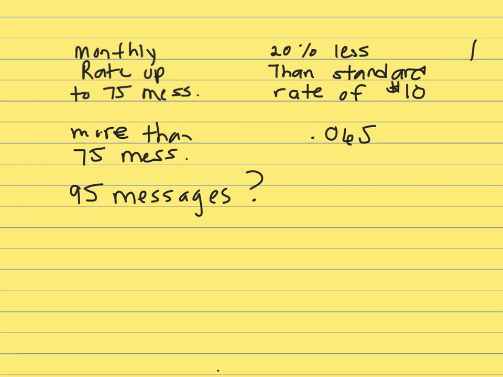So we're trying to figure out the cost of 95 monthly messages, 95 message units in a month. Well, the monthly rate up to 75 is 20% less than the standard rate of $10. So that means you're going to be paying 80% of the $10. And then you've got 95 messages, so you've got another 20 messages to account for. And that's going to be at 0.065 each. So 0.8 times 10 is just 8.